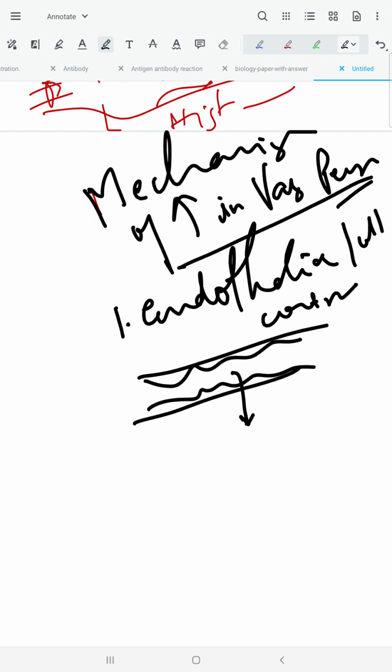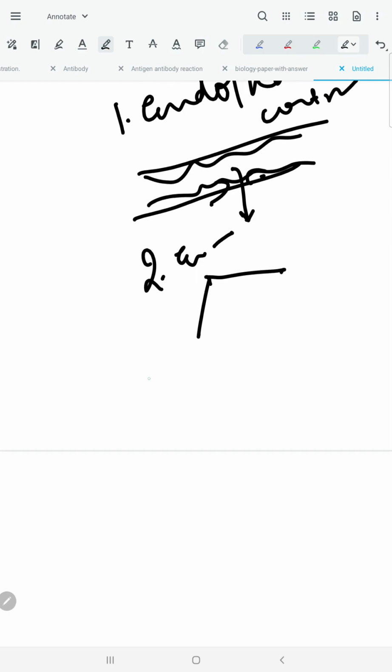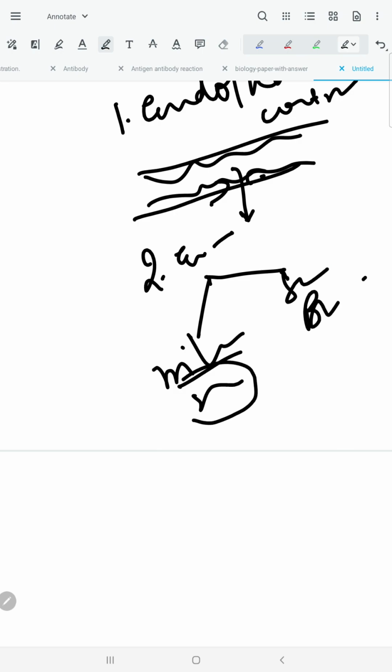What is another mechanism? Endothelial cell retraction mediated by cytokine. ठीक है. Second, endothelial injury. This can be mild or severe. If it is mild, like in a sunburn, it is delayed and prolonged. If it is severe, like in a burn, it is sustained.